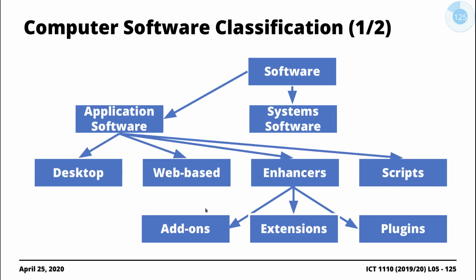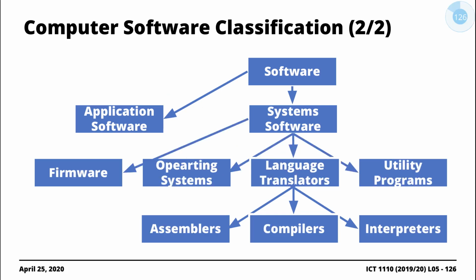And of course, we know that these enhancers can pretty much be associated with desktop applications or web-based applications, for instance. So maybe this hierarchy could have come somewhere here. But we're just highlighting the fact that they are just a type of application software. And then in terms of system software, we've just discovered that we have different categories, right? We discussed firmware, operating system software, so-called language translators, and utility programs.